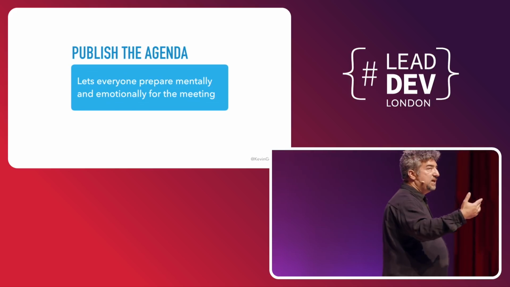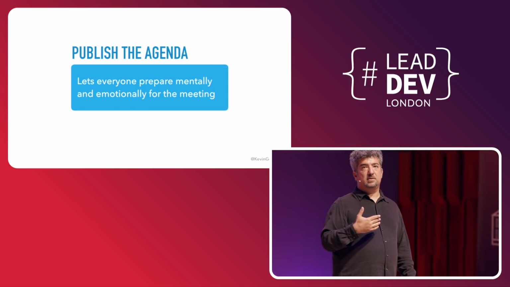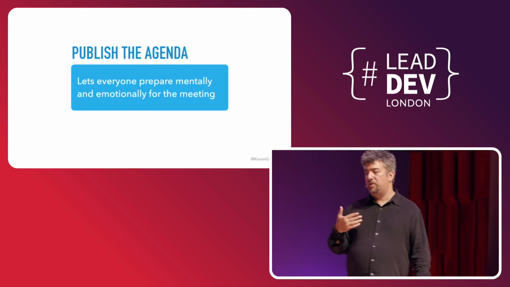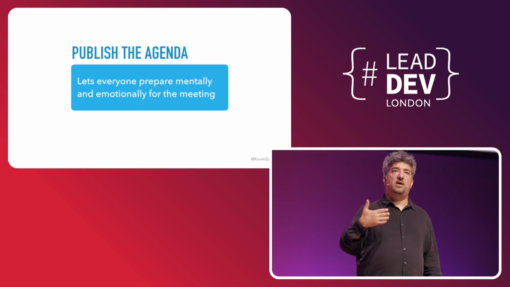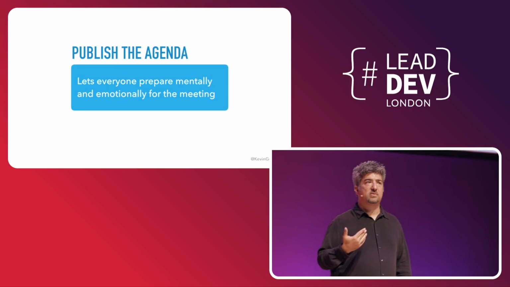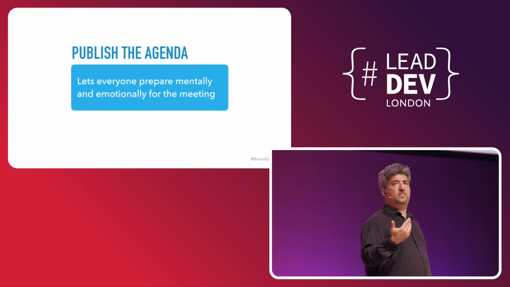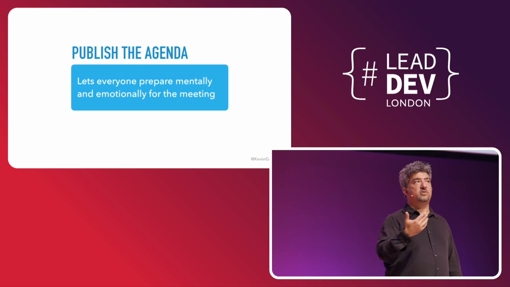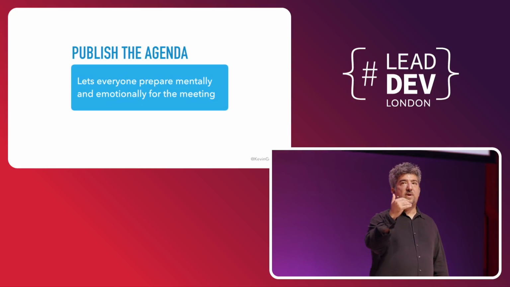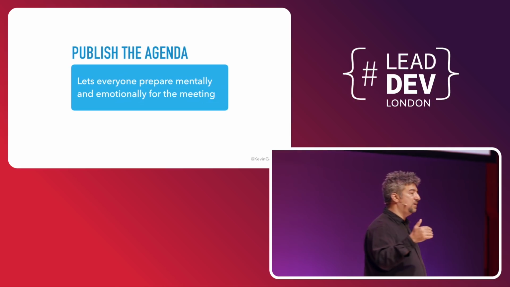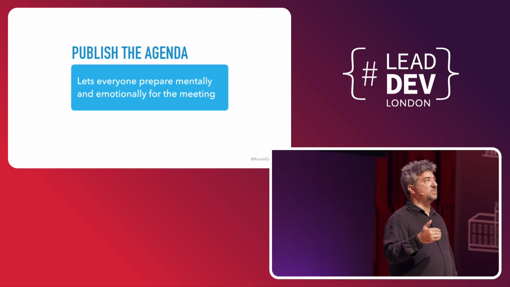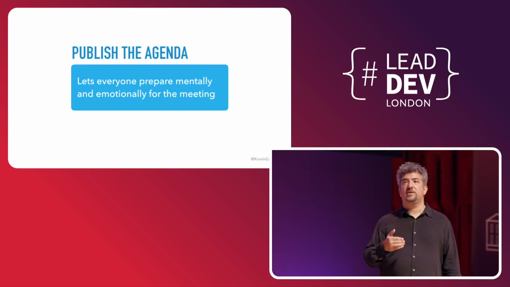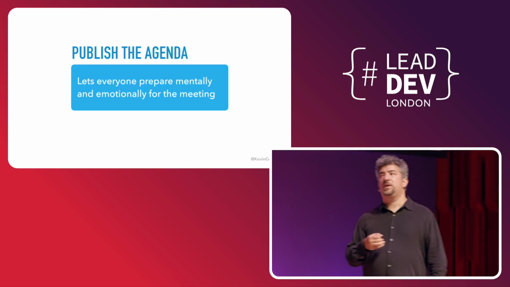And what happens when you give them an agenda in advance is you give them the opportunity to mentally, psychologically, and emotionally prepare for the meeting. It may seem to you like, why would somebody need to emotionally prepare for this meeting? Well, if you have an item on the agenda that everybody knows is going to be a contentious one, we haven't been able to agree on this for a while, but we have to make the decision this week.